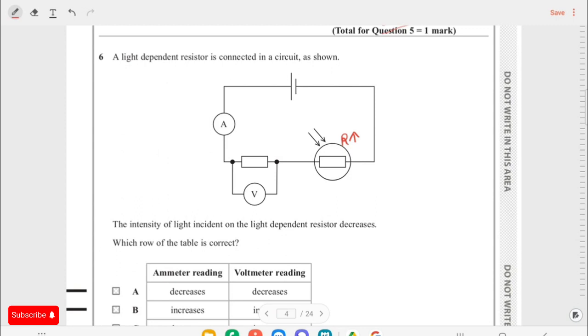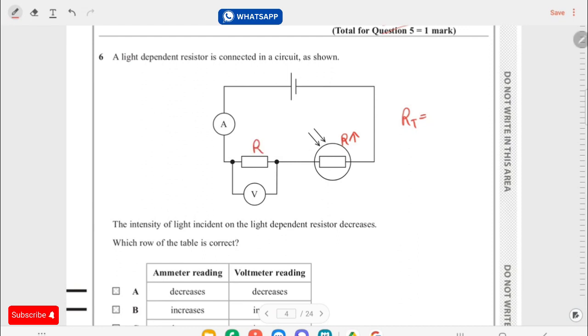As all the components are connected in series, the total resistance R_T for this entire circuit would be equal to the sum of the resistances of each of the components. Since the value for the fixed resistor is always the same, it cannot change.